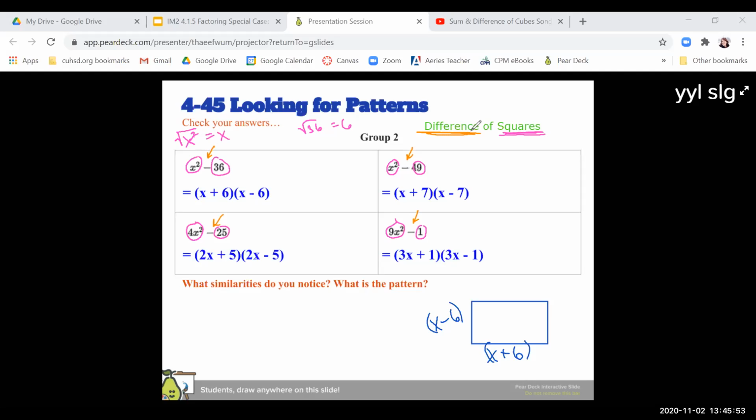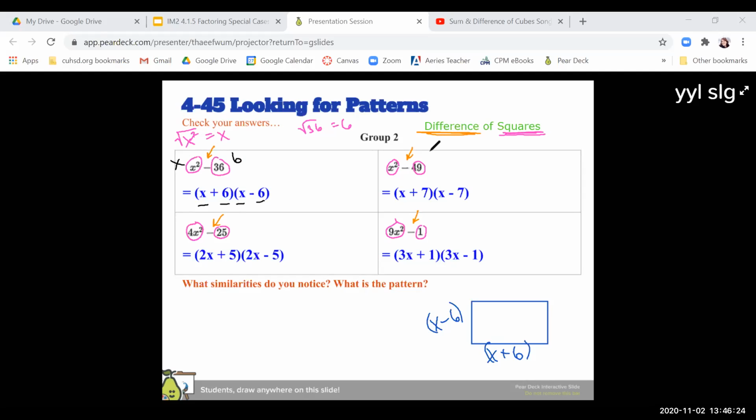And then the way that the numbers in the original expression relate to the answer is also pretty special. So you know how I talked about the square roots of x squared and 36 in this first problem? The square root of x squared is x, the square root of 36 is 6. Notice how the factors are made up of x's and 6's. Just one is plus and one is minus.